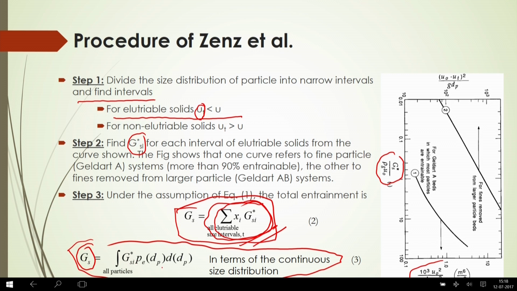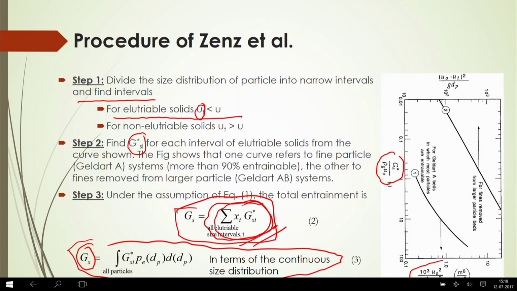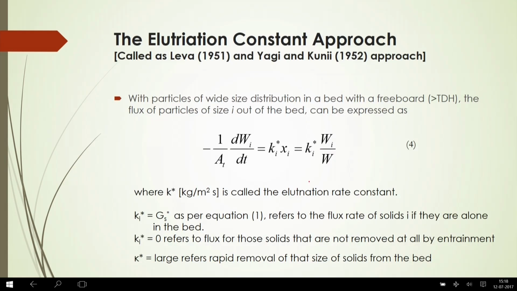into P_e, a function of particle diameter, into d d_p. So, in this case you will be able to calculate the elutriation rate. Here P_e(d_p) is nothing but the particle size distribution function. The elutriation constant approach is sometimes called Lewis 1951 and Yagi and Cooney approach also.